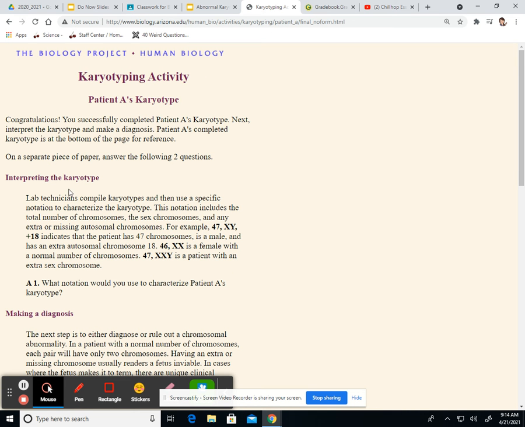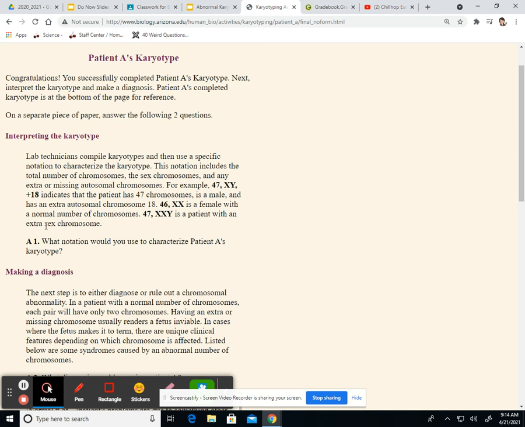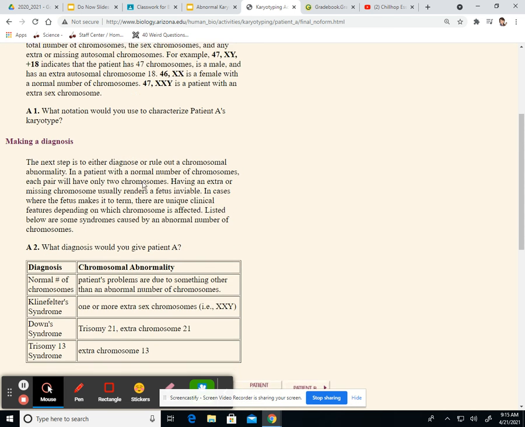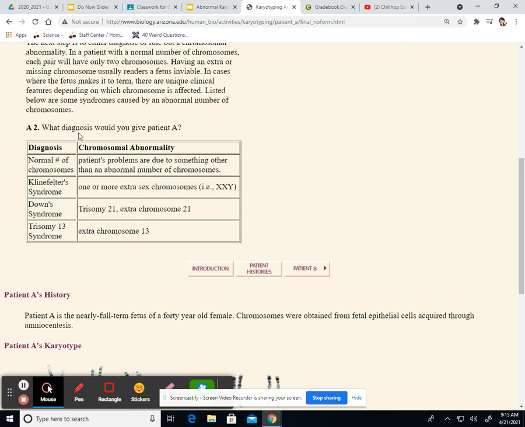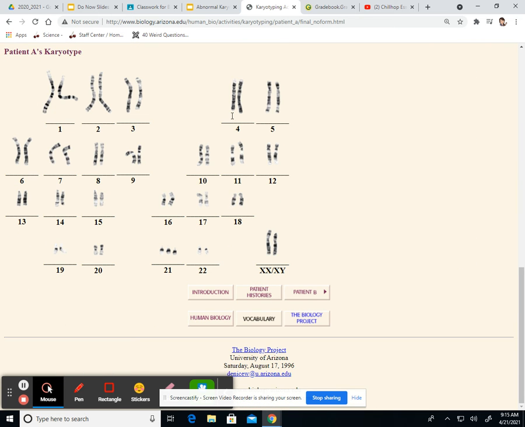And then you're going to read about how you interpret a karyotype and the notation that scientists use to record the information on the karyotype. And then it asks you a question, which, on your directions on the slide, tells you to put your answer to this question in the chart. And if you keep scrolling down, it's going to ask you another question about your final diagnosis, and it will give you some examples of disorders that we can be picking from. If you scroll all the way to the bottom, you will see the completed karyotype that you made. Warning, do not hit the back button.